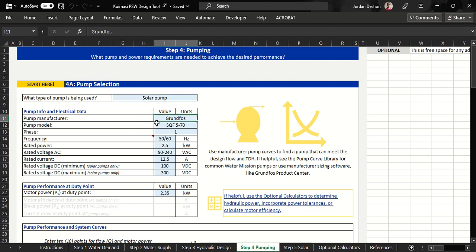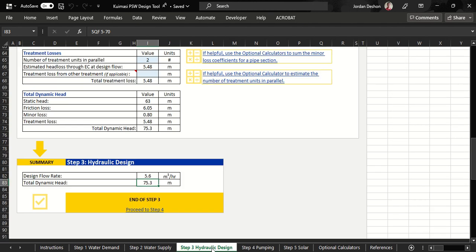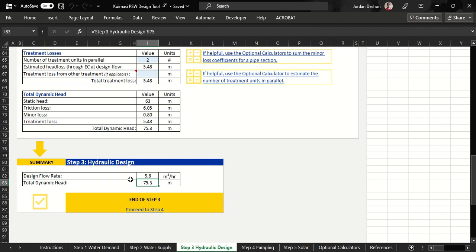And we can see here the design engineer is selecting a Grundfos pump with the pump model SQF5-70. So that's an SQ Flex pump, which is a solar pump. But you might be wondering, how do we select a certain model of solar pump? What we need to do is ensure that we select the pump that can achieve the desired performance. And that's based on the results from step 3.